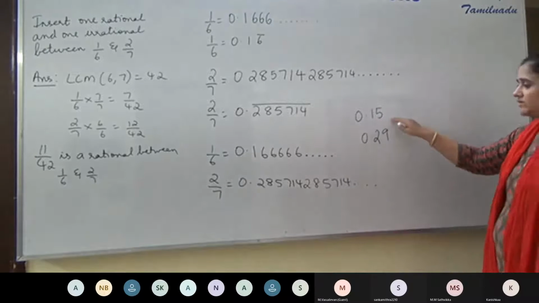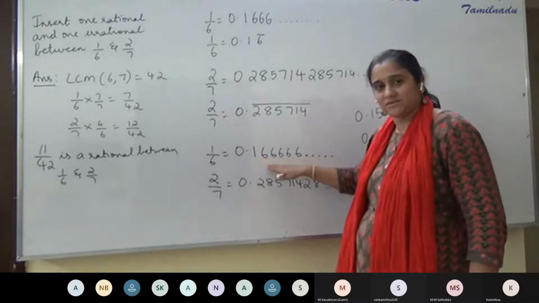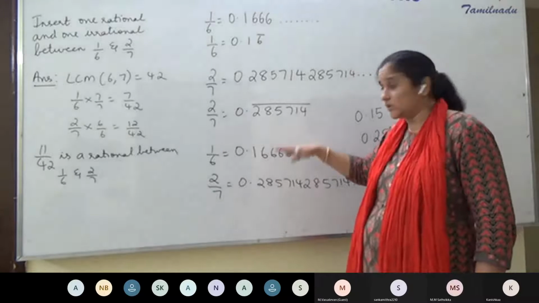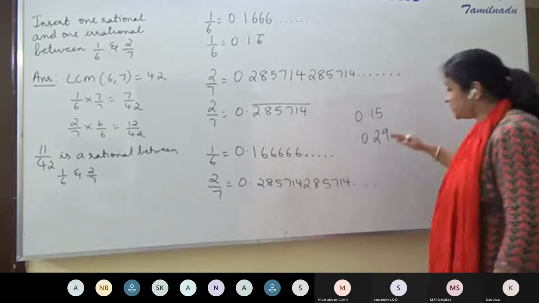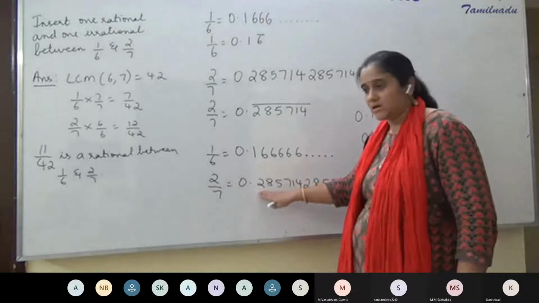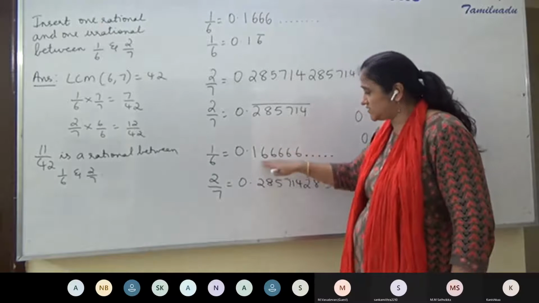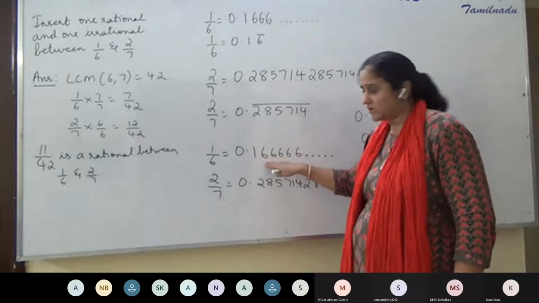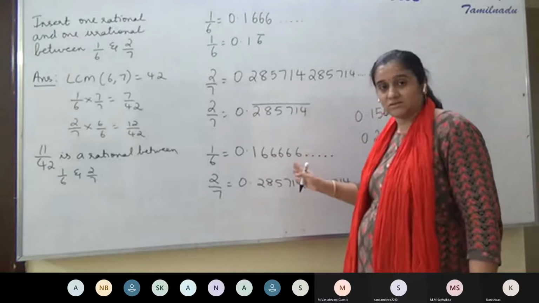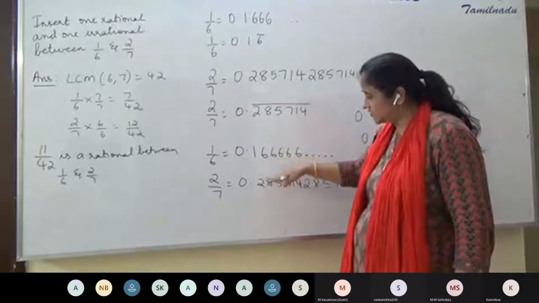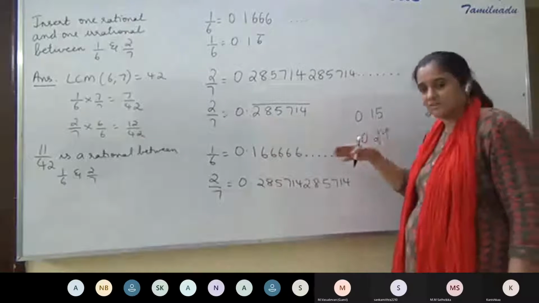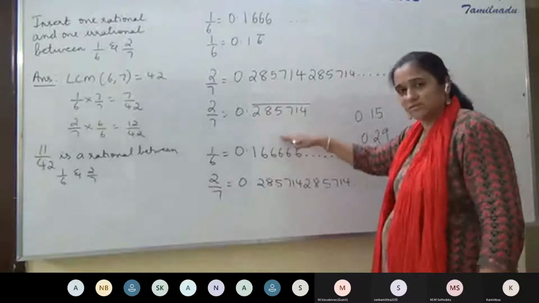I cannot say 0.15 because this is 0.16, so it will go less than this. If I start with 0.15, it will go less than this. And if I say 0.29, between these two, you know this is small and this is big. Between these two, you know that 1/6 has a smaller value. This is 0.16, while this is 0.28, so this is smaller. And if I start with 0.15 for the irrational number, it will be smaller than this.